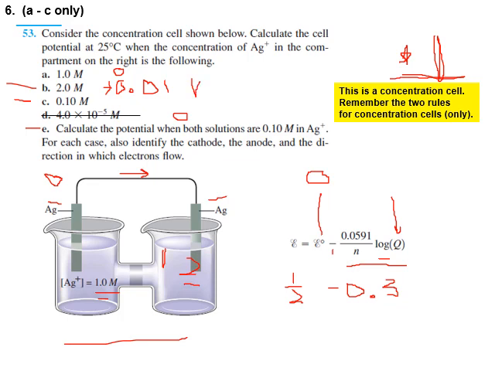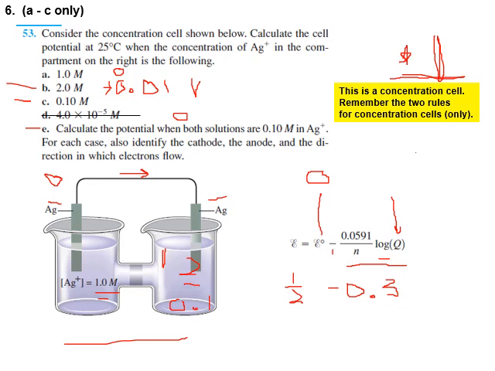And then for part C, now this one is going to be different because we've got 0.1 here on the right hand side, and this is going against our convention because we've got the lower concentration on the right. So we're going to have the electron flow will be from right to left for this particular problem. When we do the Q value, we want to put the lower number on top.